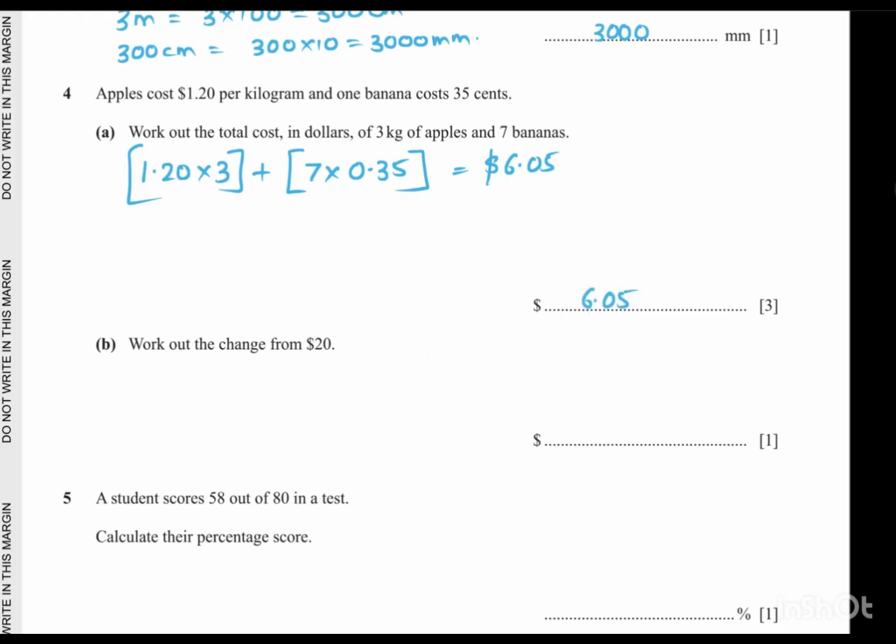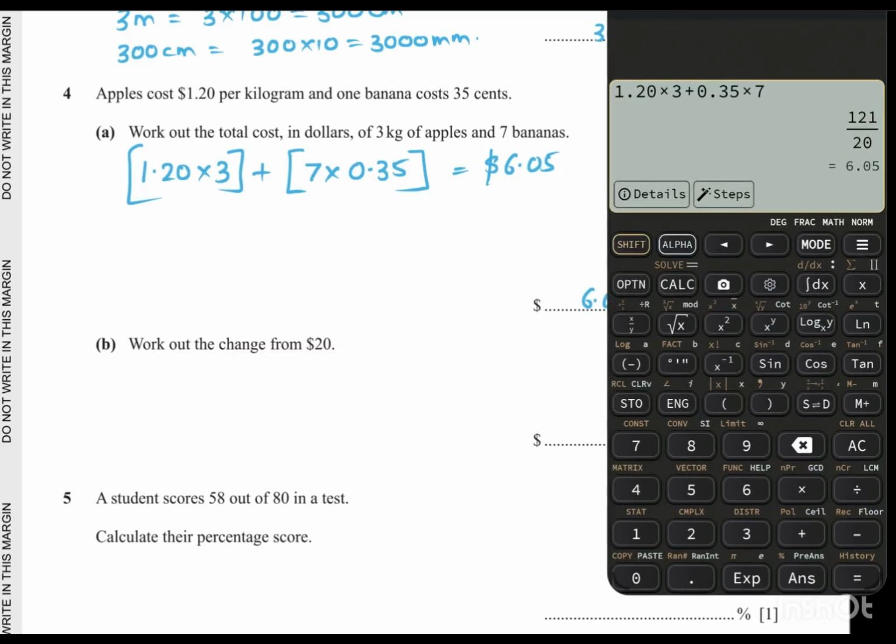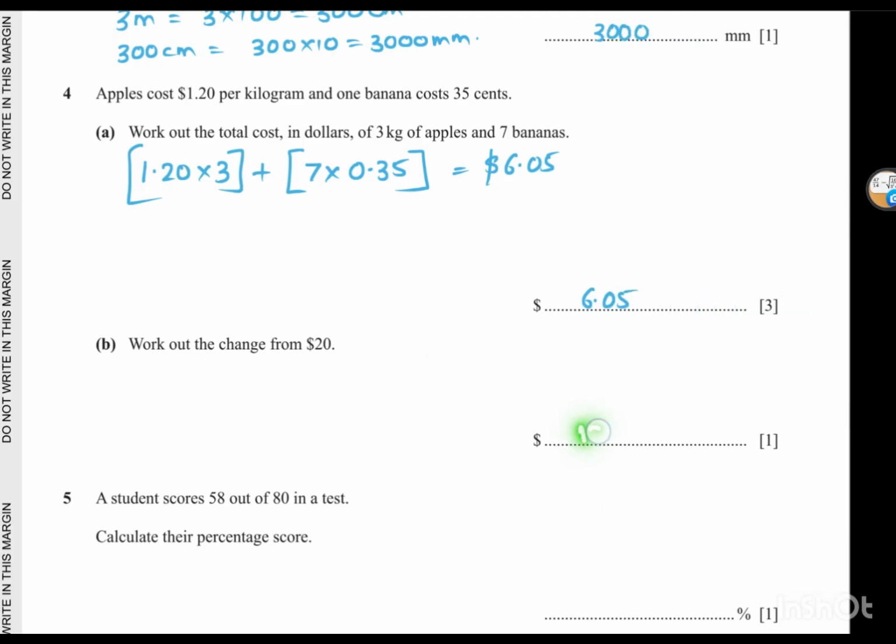Next they have asked in question B, work out the change from $20. So if the person has given $20 to the shopkeeper, what will be the change given back to him? So just subtract 20 minus 6.05. We get the answer of the change, that is 13.95. So 13.95. This is the change he or she gets.